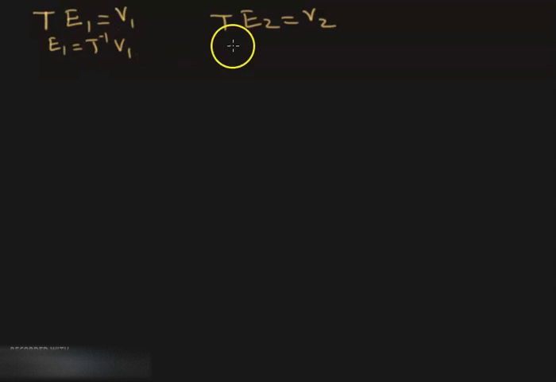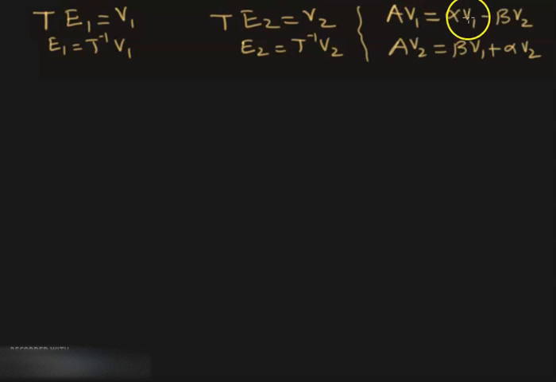T operating onto e1 is v1, T operating onto e2 is v2, and from here you can also have e1 equal to T inverse times v1 and e2 equal to T inverse times v2. We also have Av1 equal to alpha v1 minus beta v2, and Av2 is equal to beta v1 plus alpha v2.